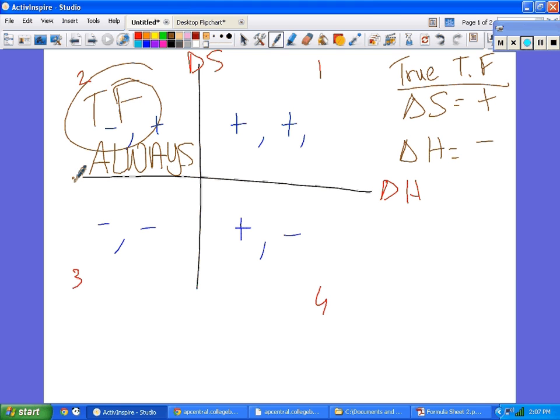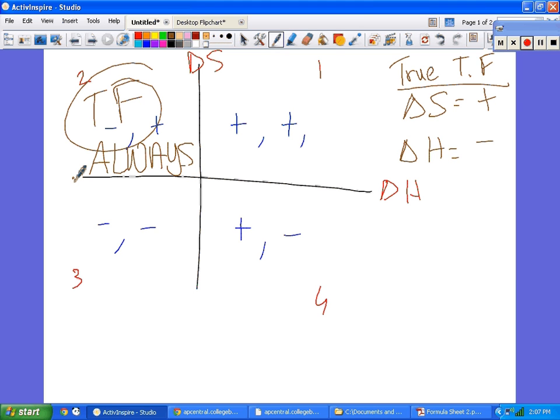These are the two things we desire. Delta S is your y-axis. We want it to be positive. Delta S is positive up here. Delta H we want to be negative. It's the x-axis. These are the only two locations where we have both things fitting.